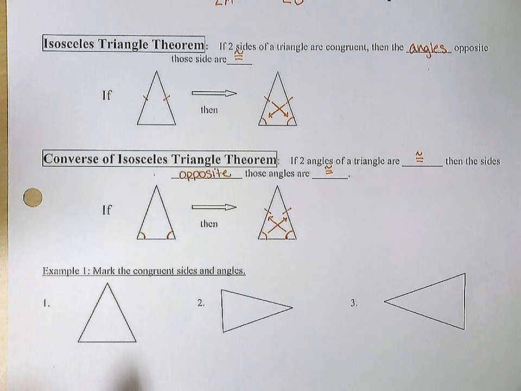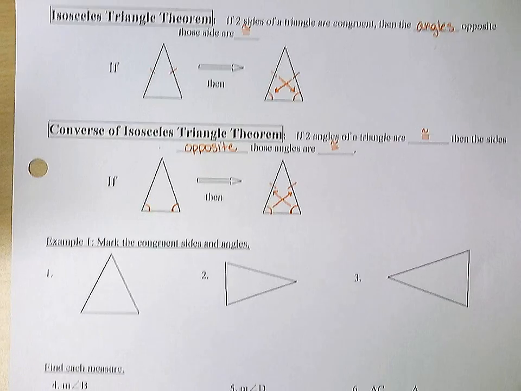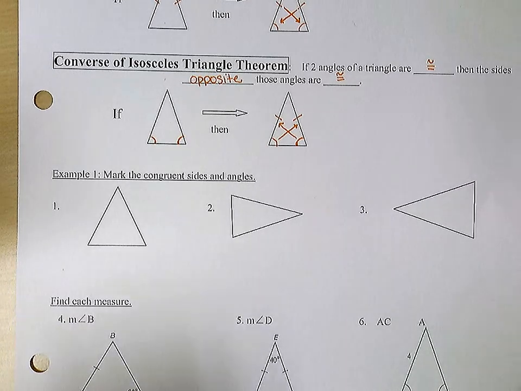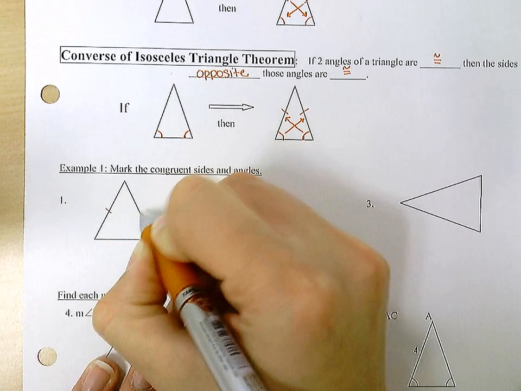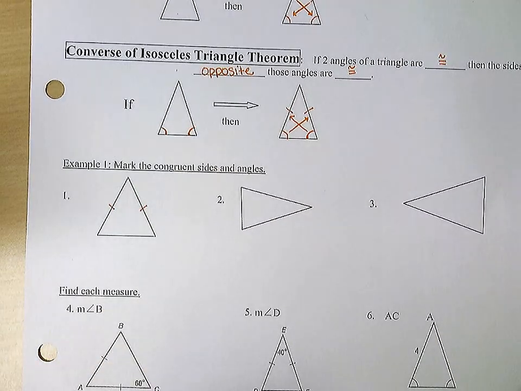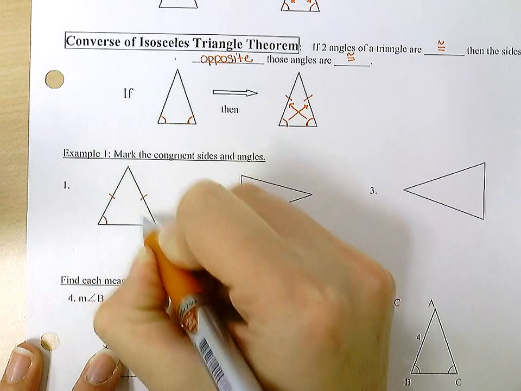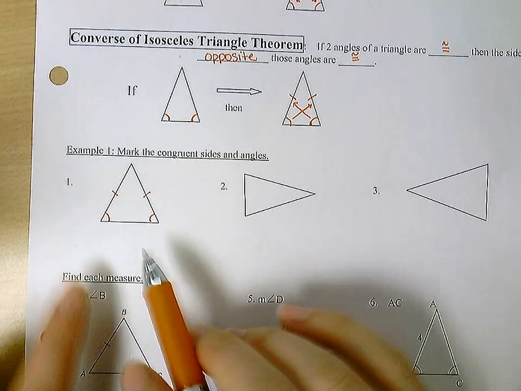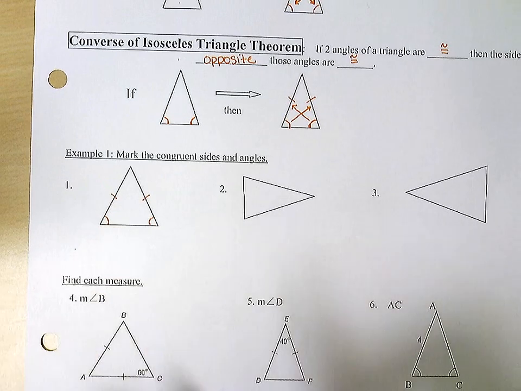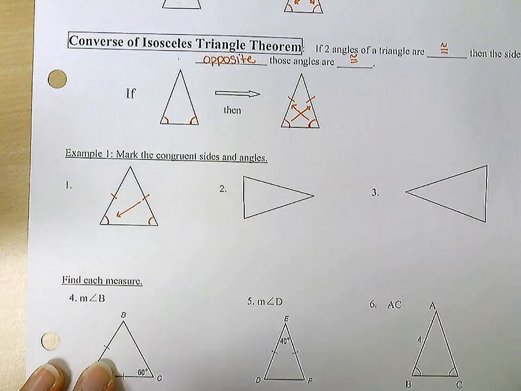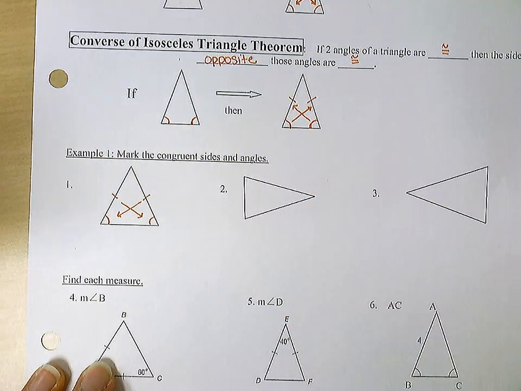So we're going to use those to mark our congruent sides and angles in these triangles here. Number 1, let's say I'm given these two sides are congruent. On your paper, label the two angles that would be congruent. You should have these two angles here labeled as congruent. This angle is opposite that side, and this angle is opposite that side.